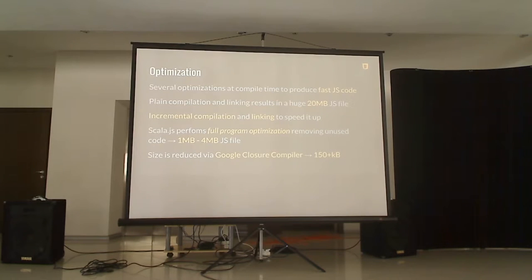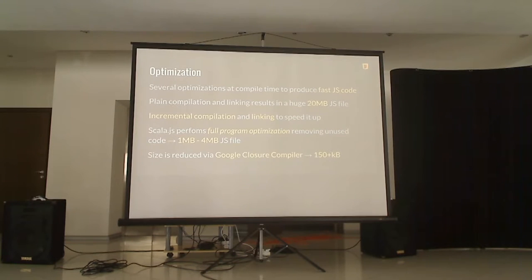So in the JVM world, when you build a normal Scala application, you usually end up with something like 30 megabytes of jar files. But in Scala.js, all the code that you are not actively using in your application gets removed. This results in a one to two, maybe 4 megabyte JavaScript file, depending on the amount of libraries you are using.